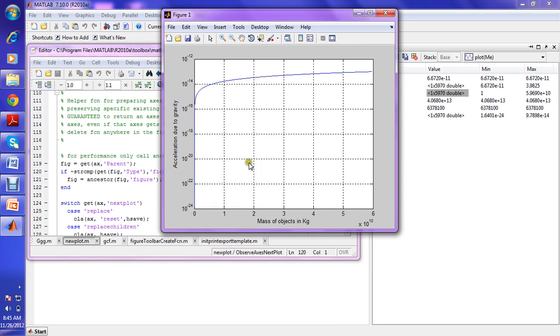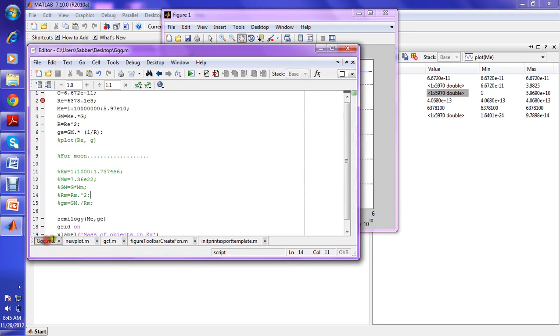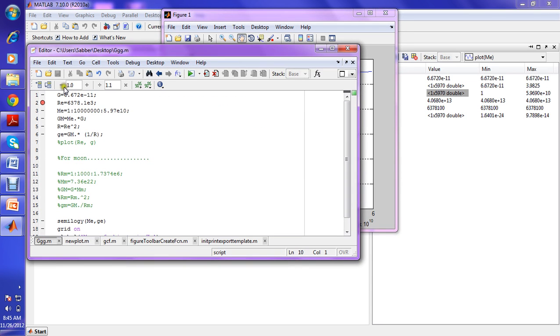Okay, so we have got our plot here. This is the mass of objects, from 0 to 10 to the power 10. For this mass we have calculated the acceleration due to gravity, where our radius is fixed. At first we calculated for a 1 kg object having a radius of 6,378 times 10 to the power 3 meters.